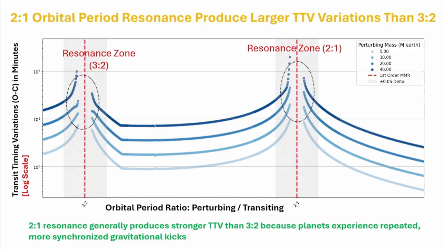Let's focus on these two resonances here. You will see that actually the 2:1 resonance has a much bigger spike than the 3:2 resonance. And this is because these gravitational kicks caused by the other planets are much more repeated and frequent, causing the amplitude to be much higher. And you can see I plotted this for 4 different mass values. So you can see the lowest one is a mass value of 5. This is for the perturbing planet. And you can see it slowly rises up to 40. So as the mass of the perturbing planet rises, the TTV amplitude rises as well.